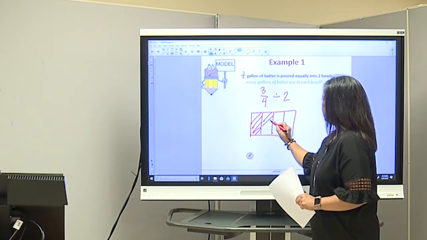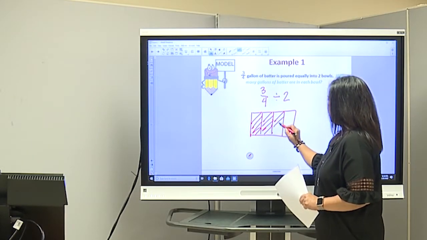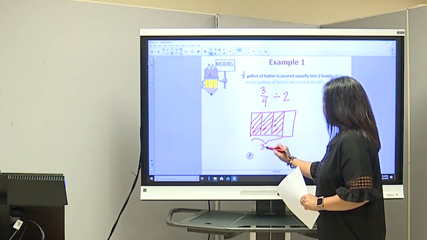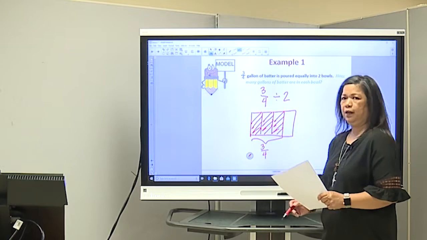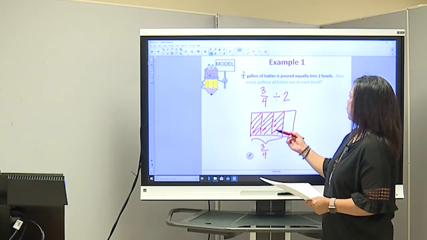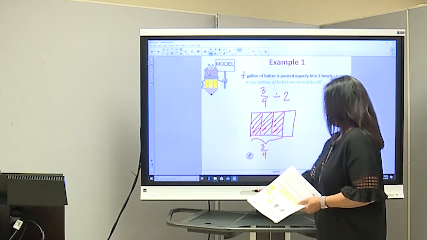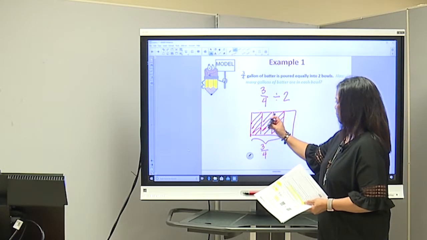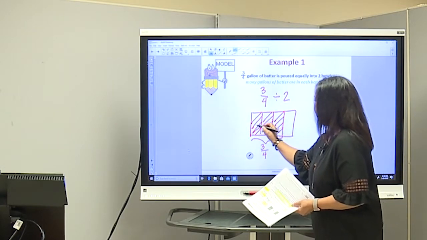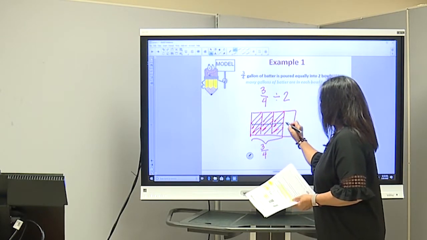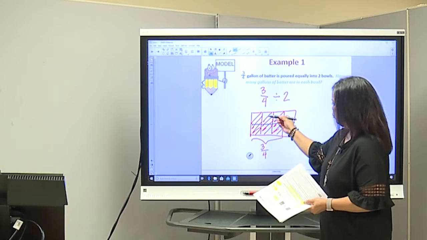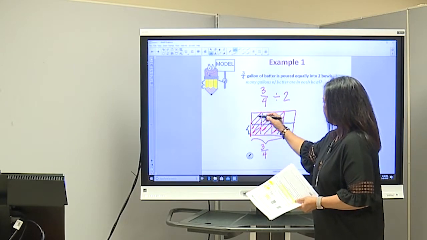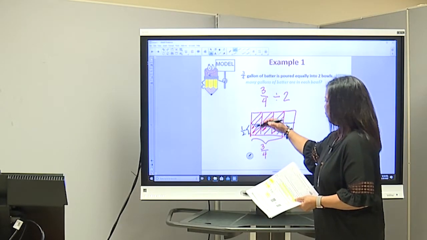1, 2, 3. I'm going to label that. That is my 3/4. Now, what did we do with this 3/4 gallon of batter? We divided it into 2 bowls. So, in my model, I am going to represent that by dividing this into 2 parts. So here is half of the whole thing.